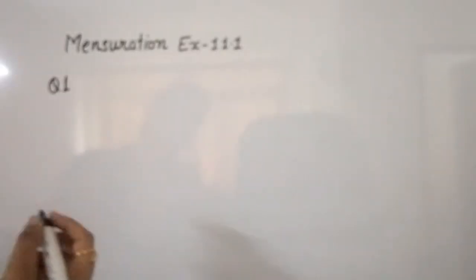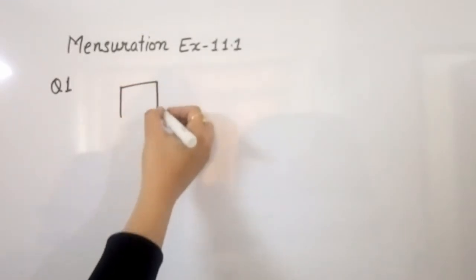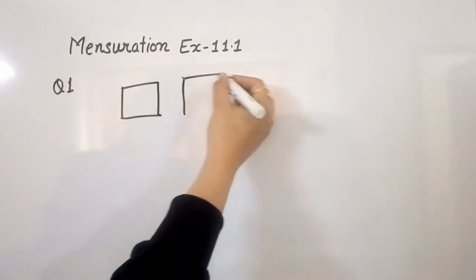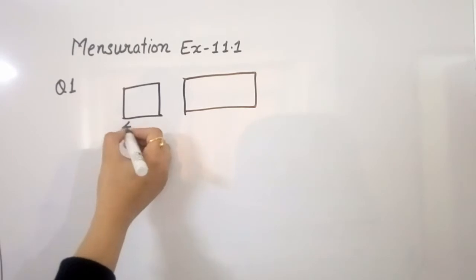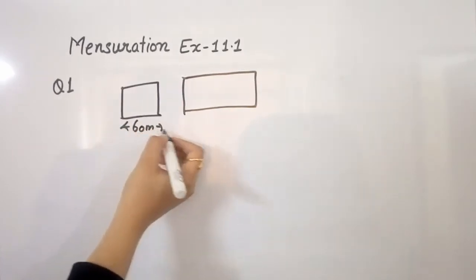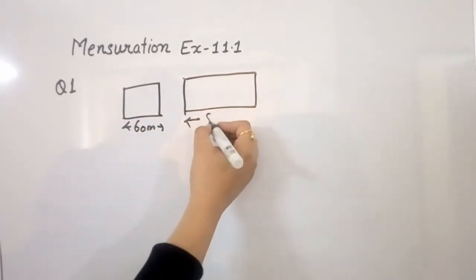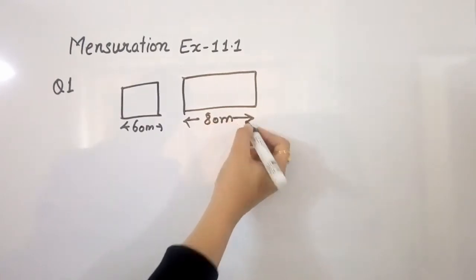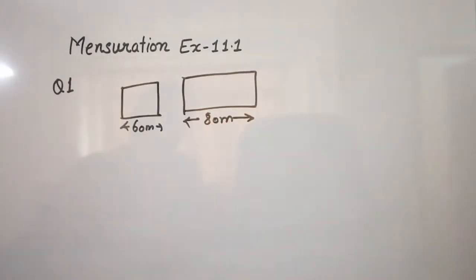There are two fields given. One is of square shape and one is rectangle. So side of this square is given as 60 meter and one side of this rectangle is given as 80 meter. So it is said that perimeter of these two are same.